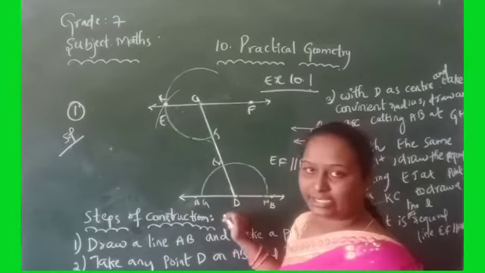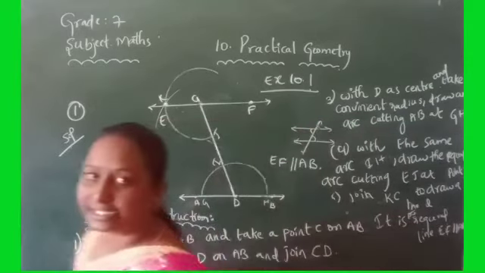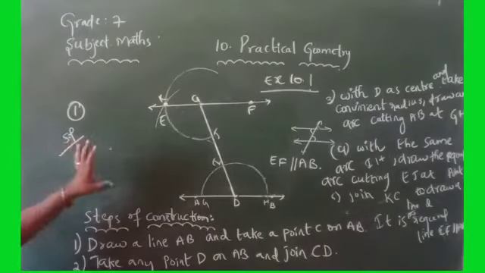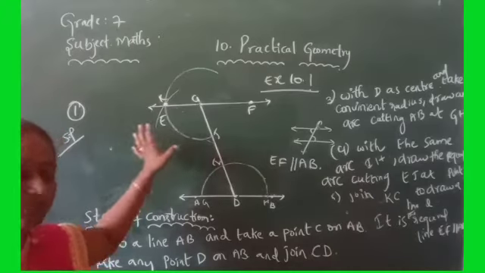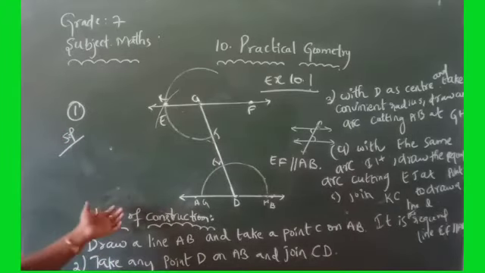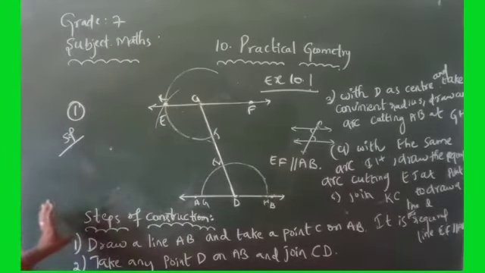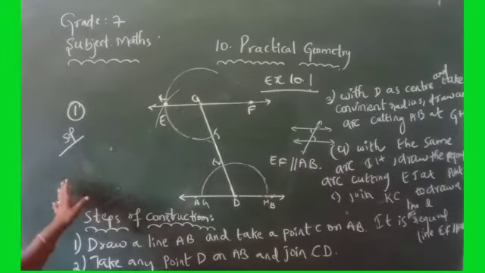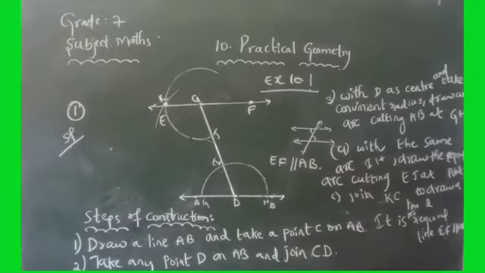So this line is parallel to AB. We can give any letters. Okay, no need to give the exact names. But how did you construct this one? You can write it in your own words also. Okay, but the steps of construction are very important. Is it clear, children?